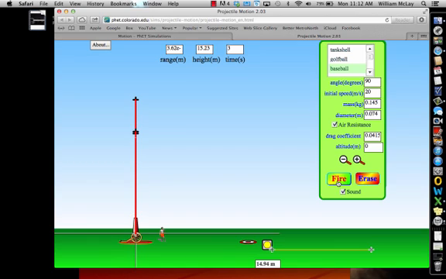Straight up, right back down. See that again. Straight up, and just that height and time, and then right back down again.